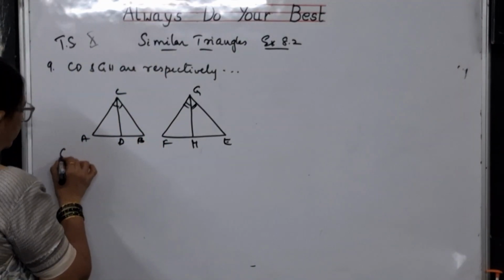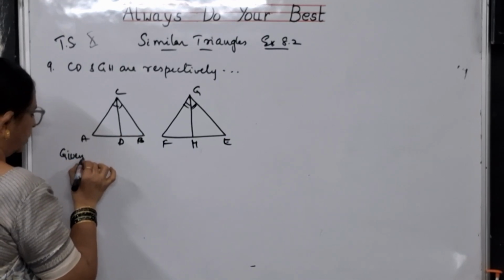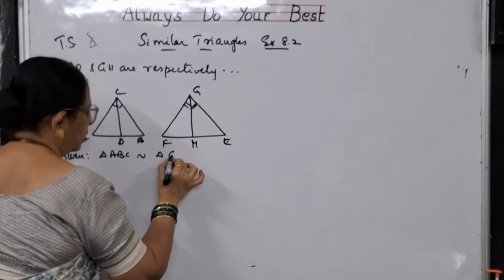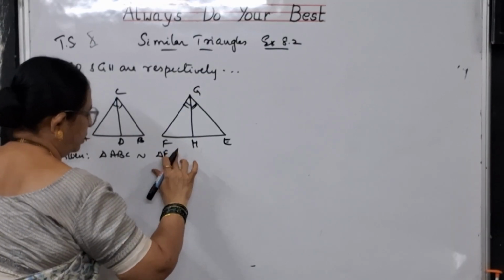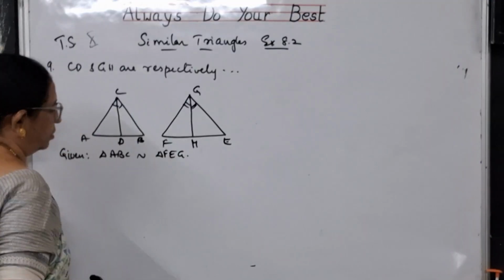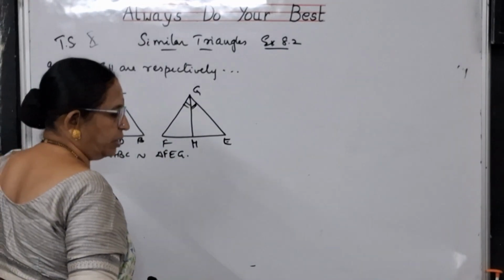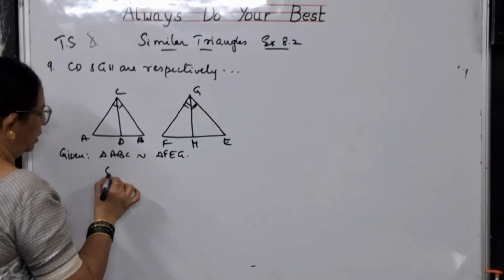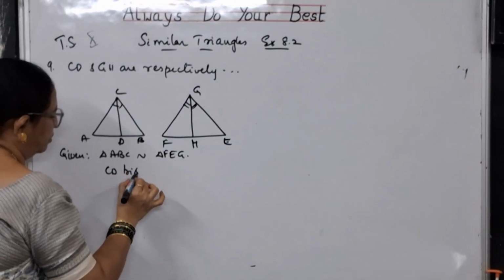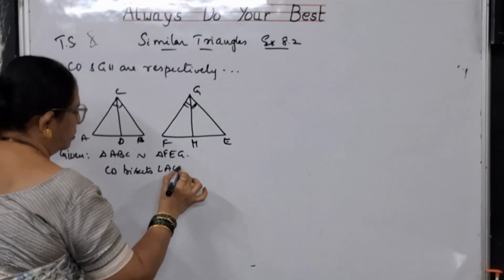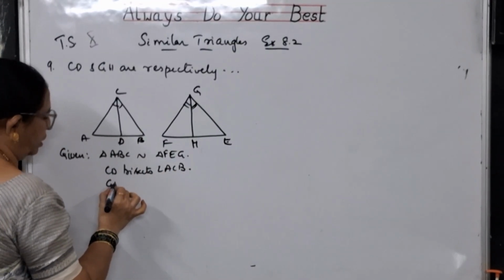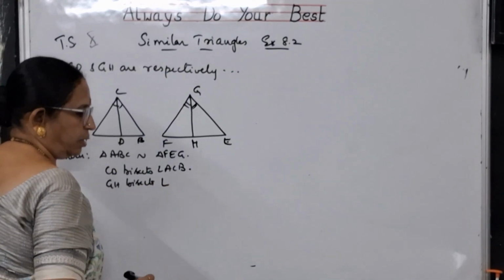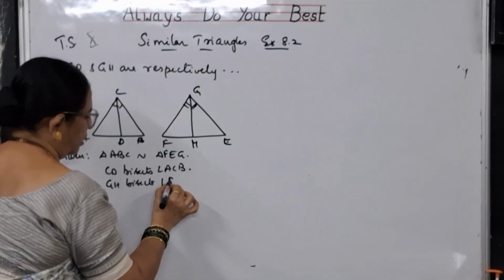What they have given is triangle ABC is similar to triangle FEG. Okay, this is given to you, and CD bisects angle ACB and GH bisects angle FGE.